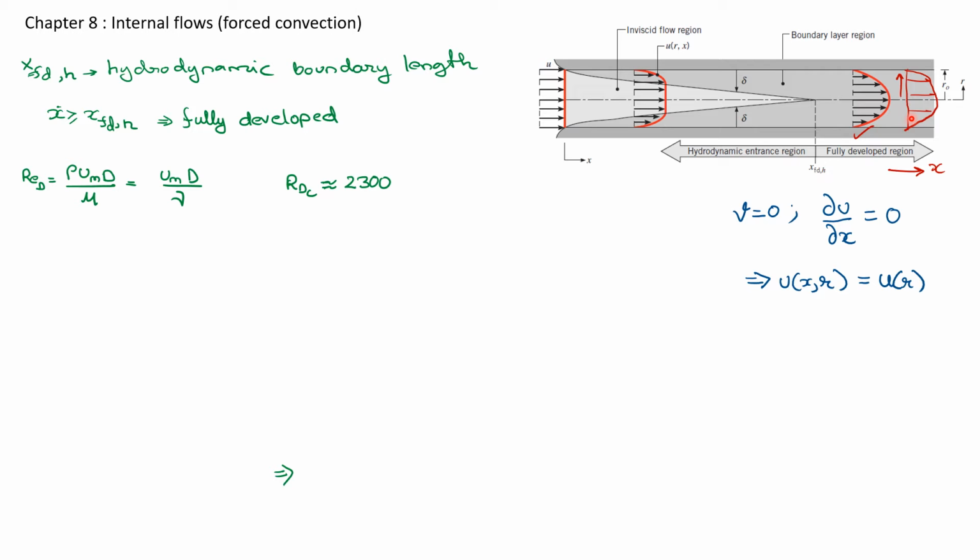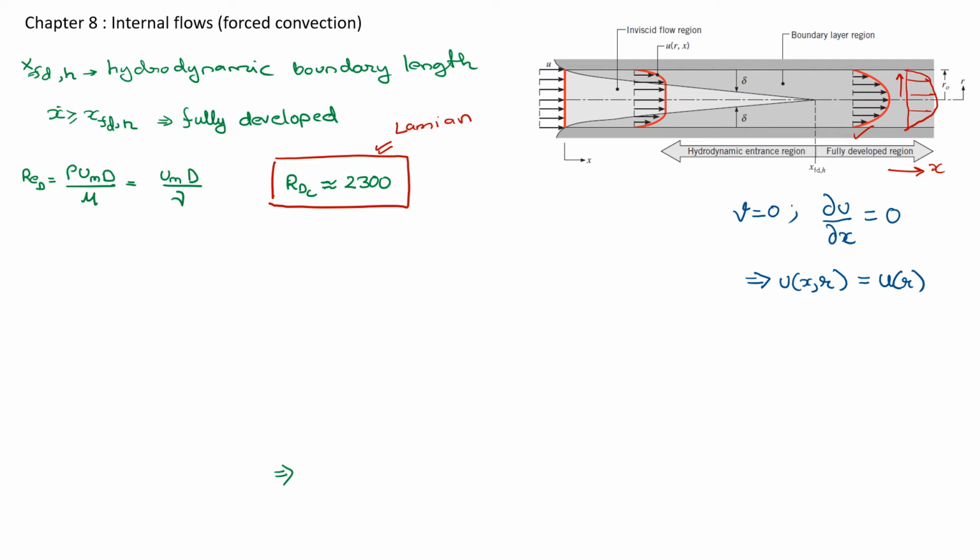Now let's define the Reynolds number for these types of flows. The Reynolds number will be rho u_m D over mu. Our characteristic length will be the diameter of the pipe, times the velocity, divided by the viscosity. And this here is very important to note: the critical Reynolds number for internal flows is 2300. So if your Reynolds number is lower than the critical Reynolds number value of 2300, your flow will be laminar.